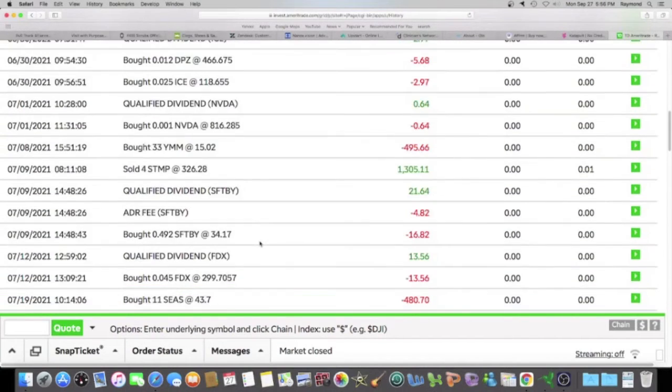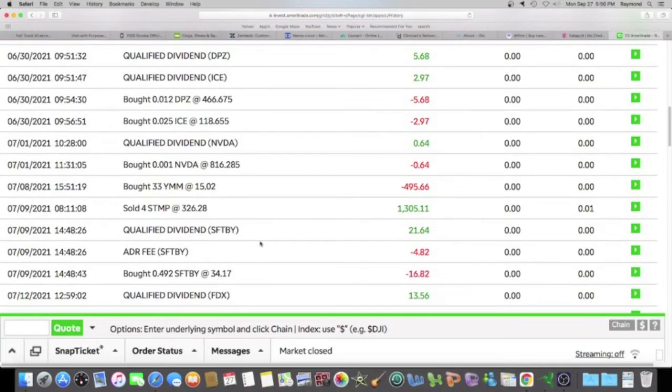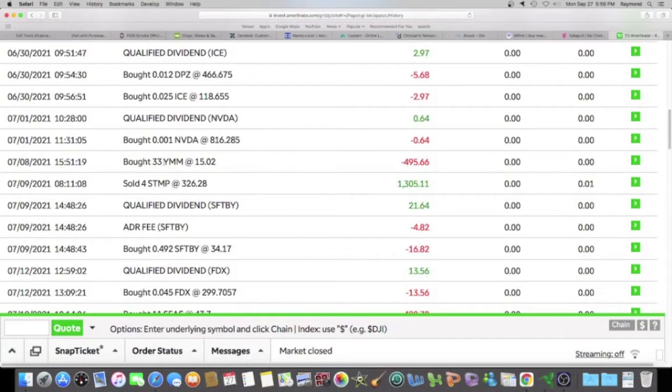And the first stock I bought is right here. Stock ticker YMM. This is Full Truck Alliance. When I bought this stock, I already knew that the company was not profitable. And how did I know that?